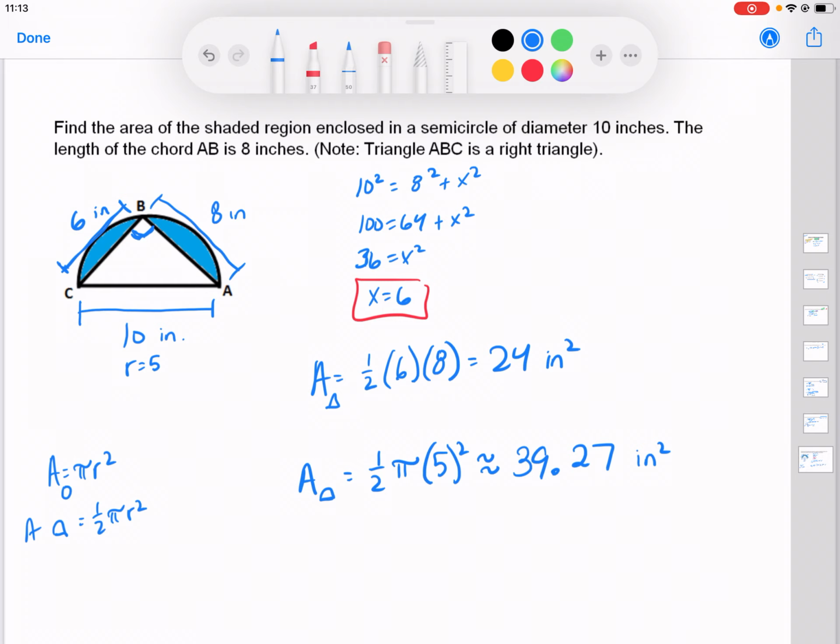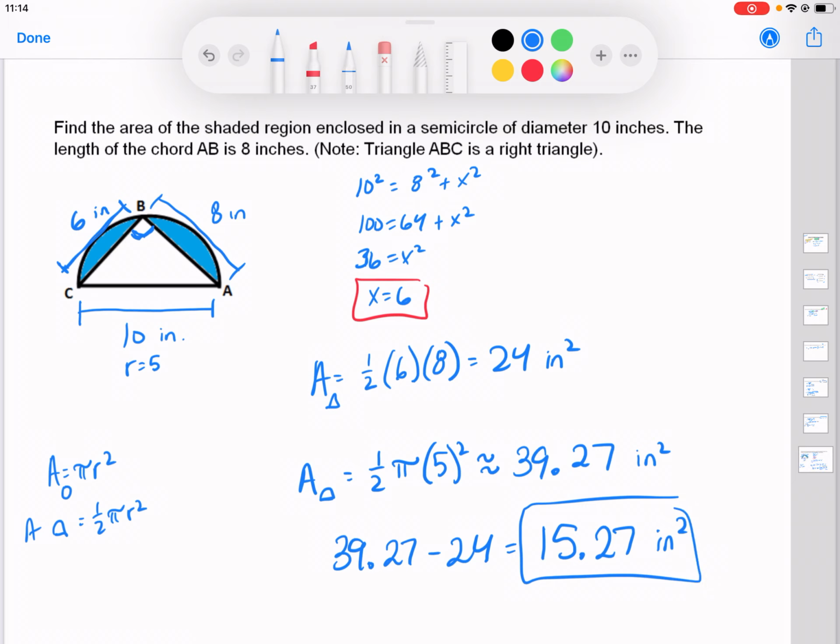So to then find the value that's remaining, or the shaded region, I should say, I'm going to subtract these. So I'm going to take the 39.27, subtract 24 from it, and I get 15.27 square units. And there you have it.